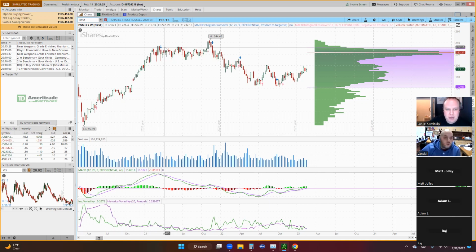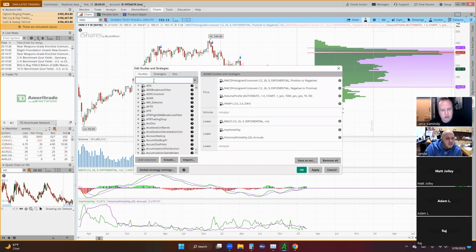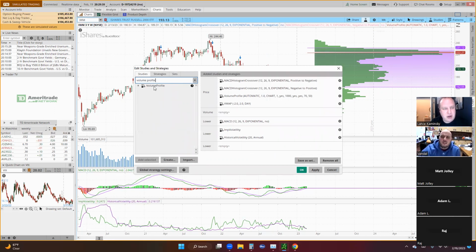What's that volume indicator you have on your screen called? You click on edit studies, and then you just do volume profile. Okay. It's a very useful one.